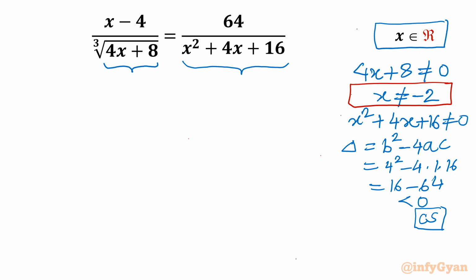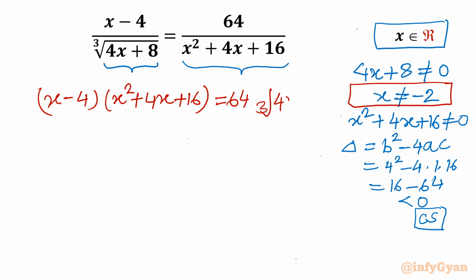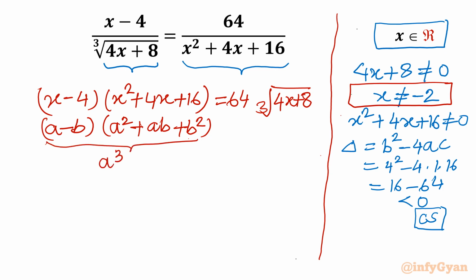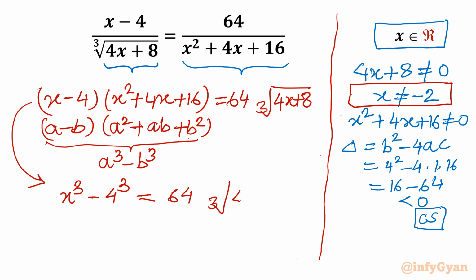Now I will begin with cross multiplication. So I will consider x minus 4 times x square plus 4x plus 16, and on the right hand side I will write 64 times cube root of 4x plus 8. Now you can see the left hand side is one identity, that is a minus b times a square plus ab plus b square. It is basically the formula for a cube minus b cube. So I will write our equation as x cube minus 4 cube, equal to 64 cube root of 4x plus 8.